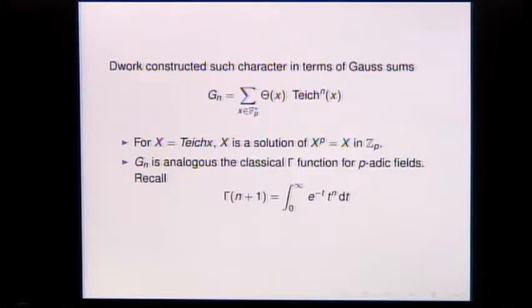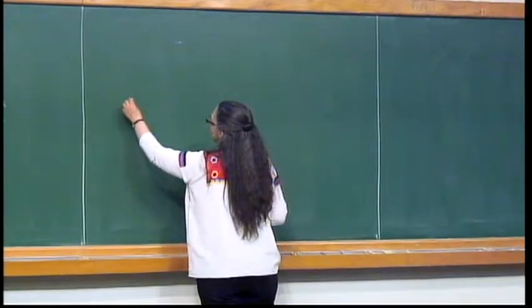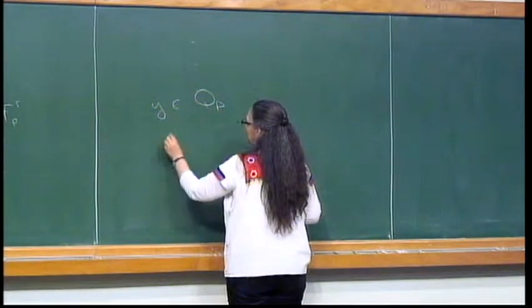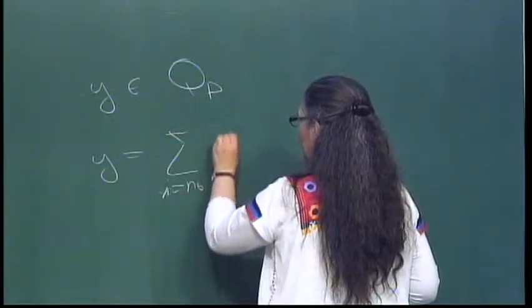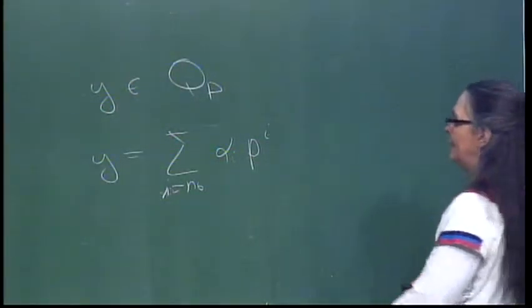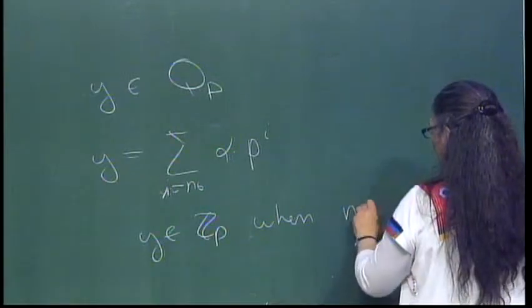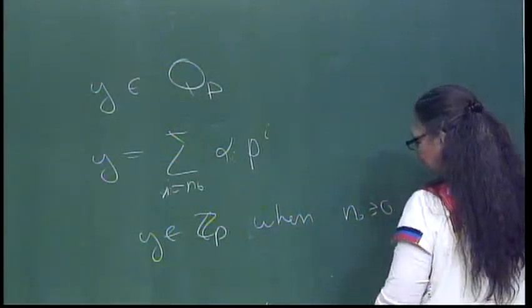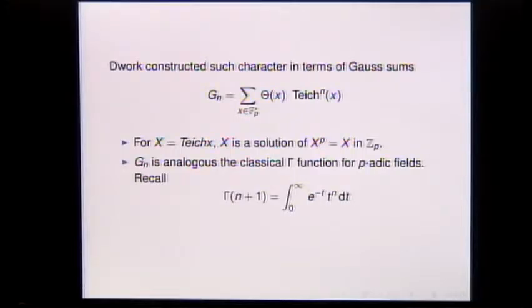So Z_p is to Q_p what Z is to Q. In fact, the p-adic integers are those p-adics such that, for any element in Q_p, as I said, you can write it as a sum over i from n_0 of alpha_i p to the i, where these alpha_i take values between 0 and p minus 1. It is a p-adic integer if n_0 is positive, or zero, so it doesn't have any negative powers of p.